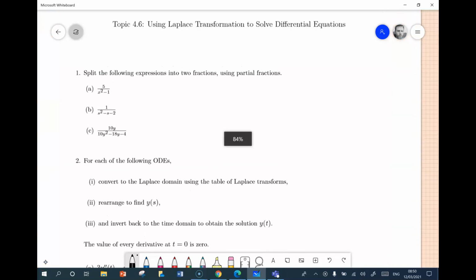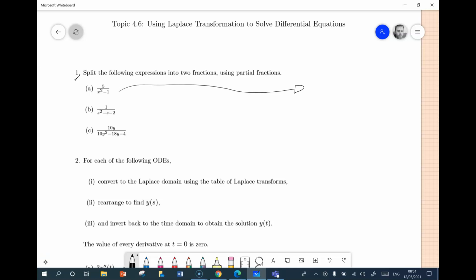Topic 4.6, using Laplace transformations to solve differential equations. And the first question here deals with just how to split fractions using partial fractions, and that just allows you to use your Laplace tables. So for example, here I have 5 over x squared minus 1, and if I wanted to do a Laplace transformation, it'd be difficult on that one, so I'm going to have to do mixed fractions.